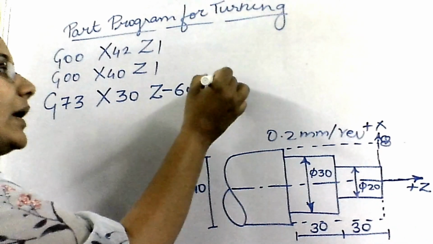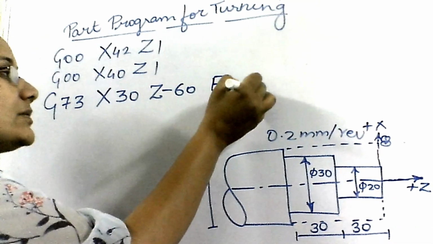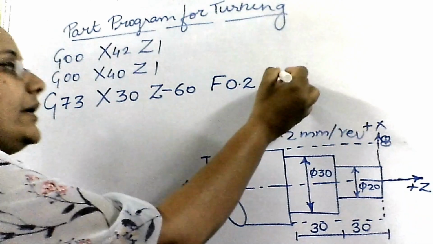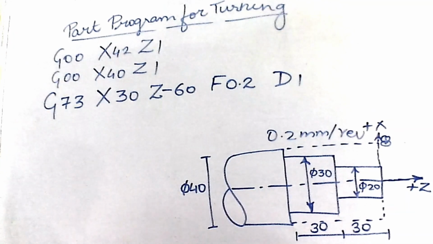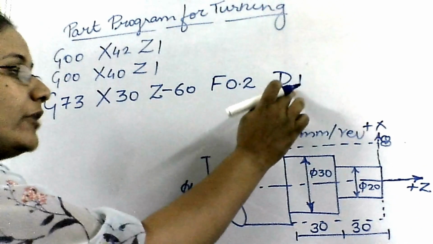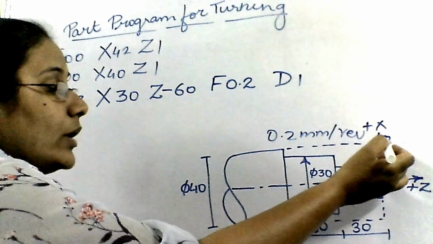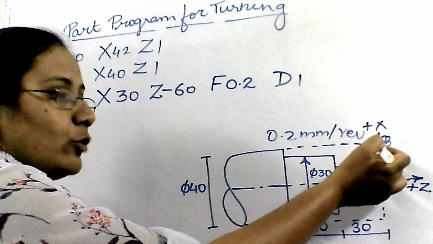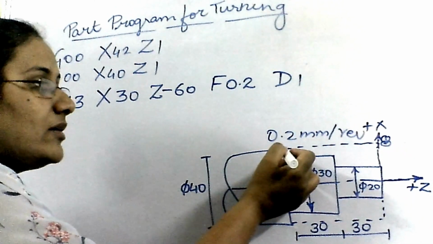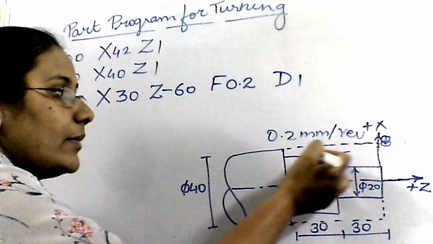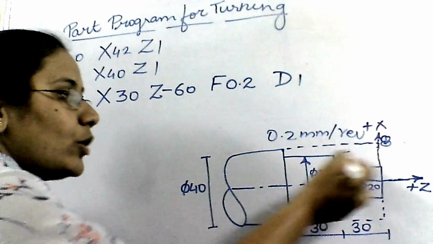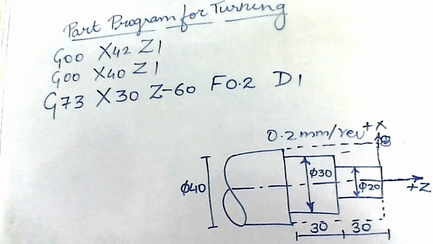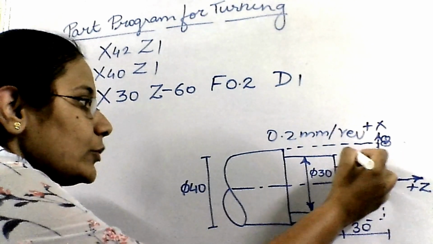Now at the same time I have to specify the feed, that is 0.2, and D as 1. Now what is D1? D1 is the depth of cut. So an incremental depth of cut of 1 mm is given. Means now the tool will start moving from this point. It will reach up till here. Again it will go back. It will come down by 1 mm. Again it will come. 1 mm material is removed. Again it will go back. Again it will come. And this process goes on till the diameter is reduced to 30 mm. Now my blank has come to this size.